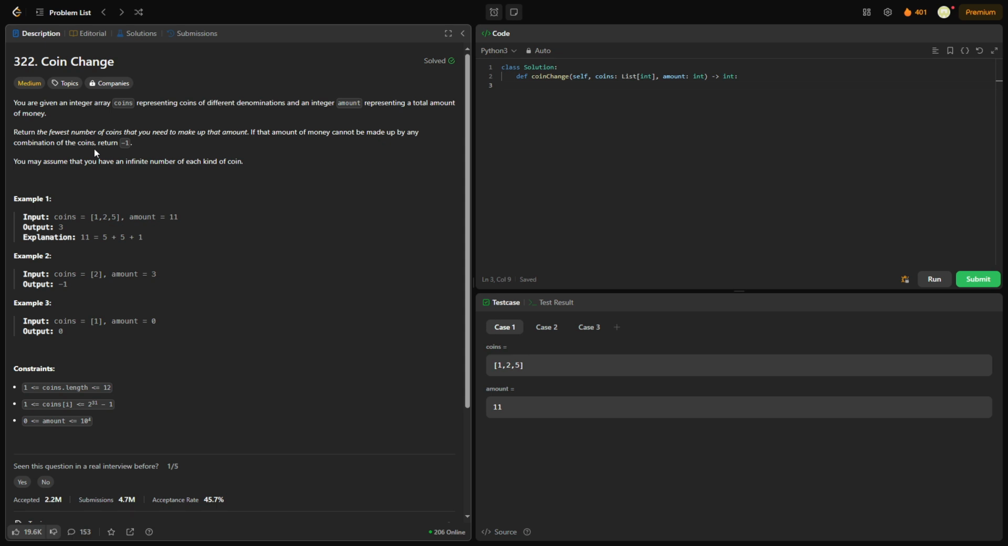Now, this last line here is actually really important in an interview, right? Because you wouldn't want to make this assumption if it's not explicitly told to you. So yeah, in an interview, you make sure you actually verify that this is the case. But anyways, so over example 1, we have the amount 11, and we have all these coins here.